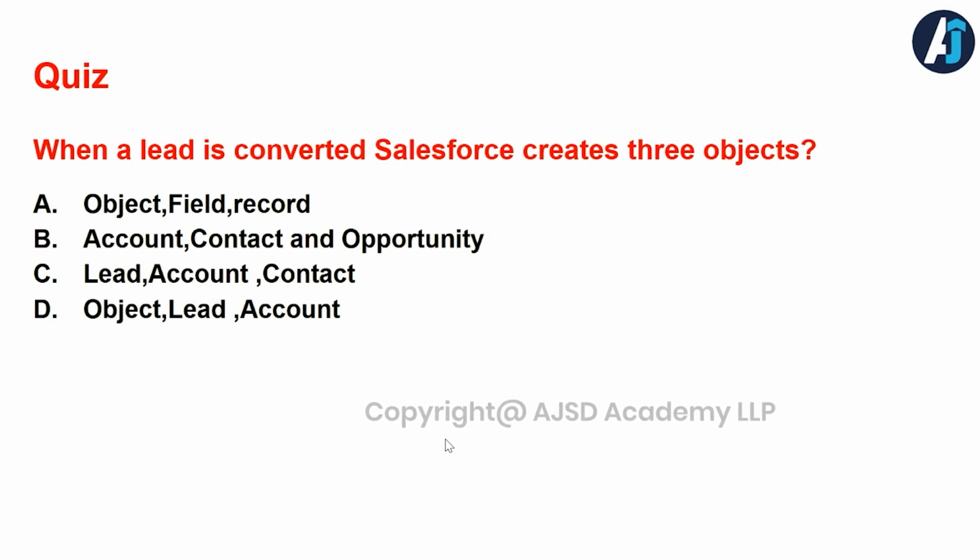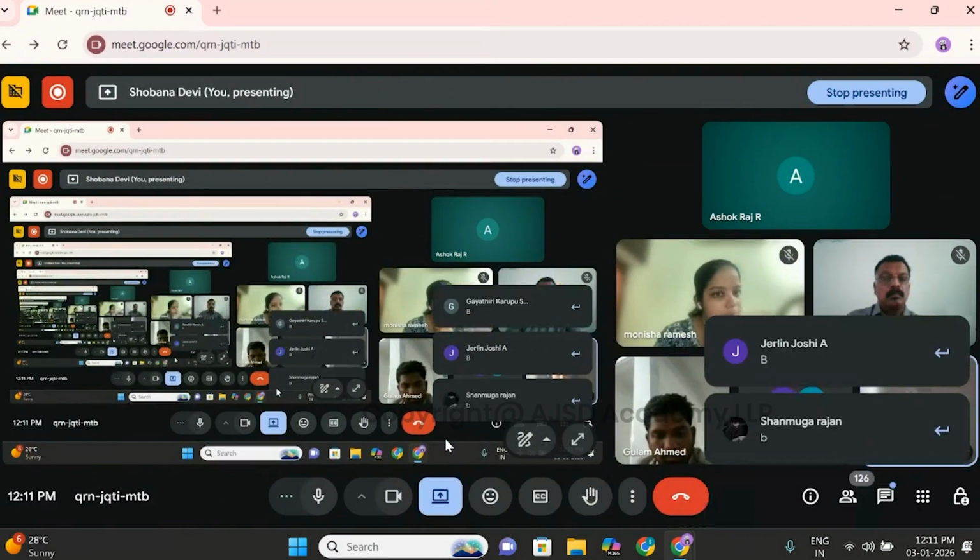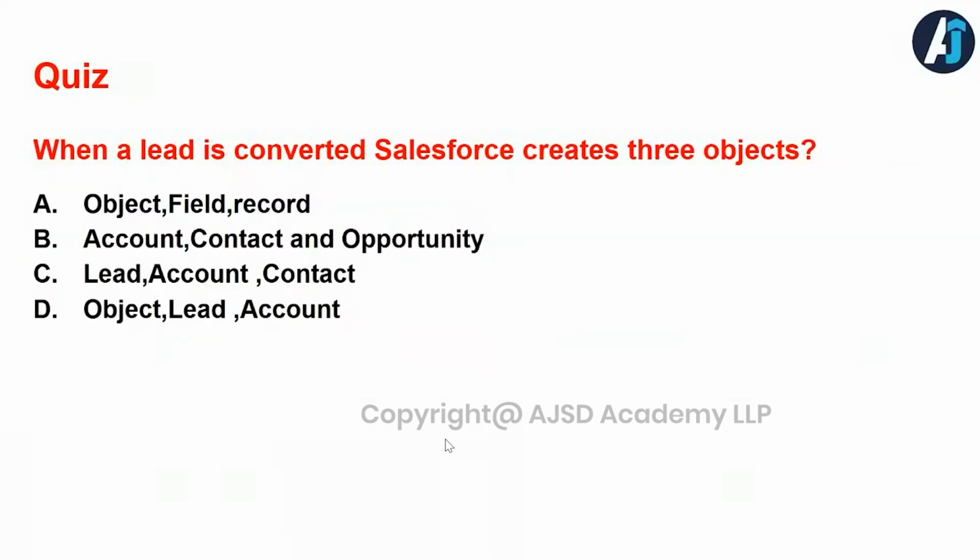Okay. So the next question is, when a lead is converted, Salesforce creates 3 different objects, right? What are those?